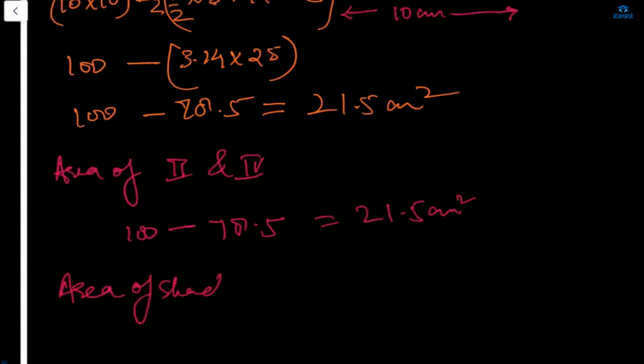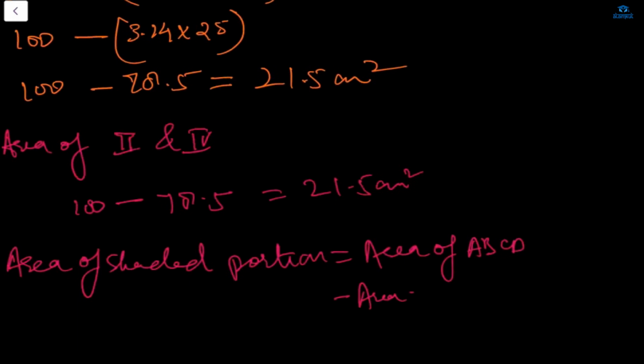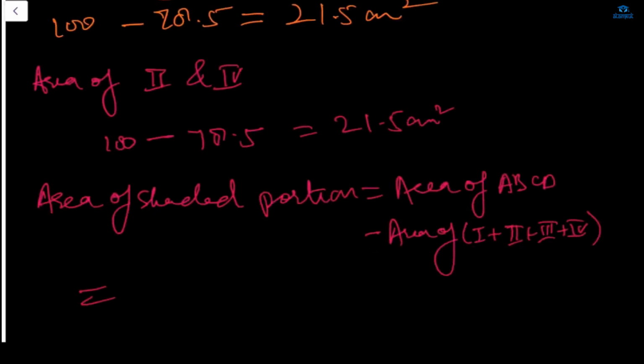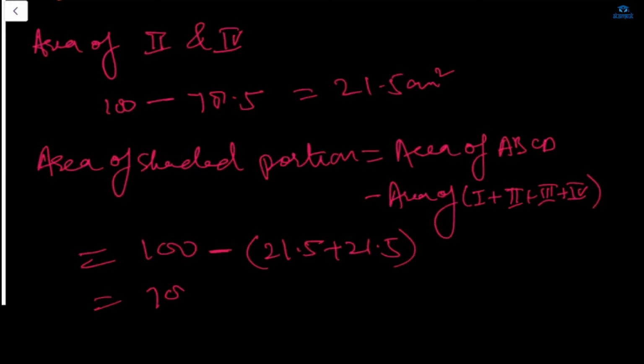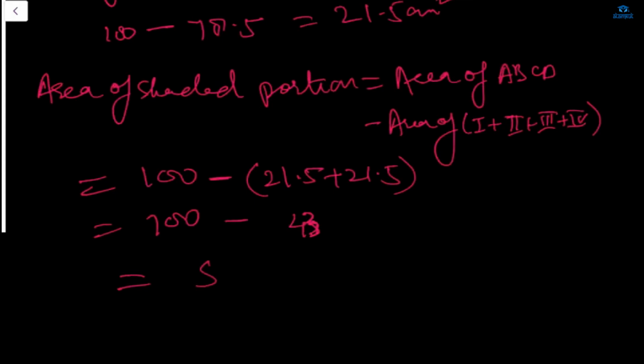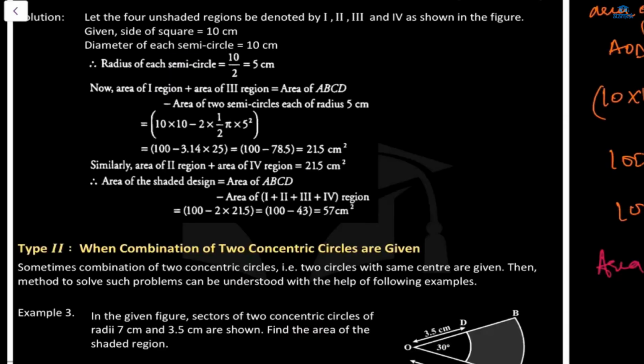Now we need to find the area of the shaded portion. Area of shaded portion is equal to area of ABCD minus area of first, second, third, and fourth. Area of ABCD we already know is 100. Now area of first, second, third, fourth will be minus 21.5 plus 21.5. So we'll get 100 minus 43. So it will be equal to what? 57 centimeter square. Okay, any doubt in this question?